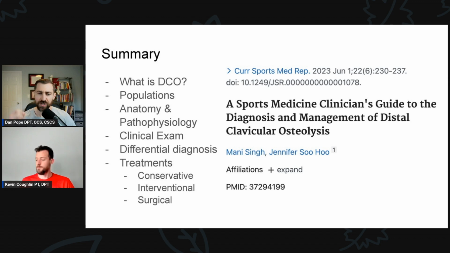And there was a study in 2023, which we're going to be going through, called A Sports Medicine Clinician's Guide to the Diagnosis and Management of Distal Clavicle Osteolysis. I think there's too many S's there. Lead author was Singh in Current Sports Medicine Reports. Like I said, this is a 2023 article. Largely, there's not a ton of research on this, but this study actually did a decent job. So a lot of the information today is going to come from this paper here.